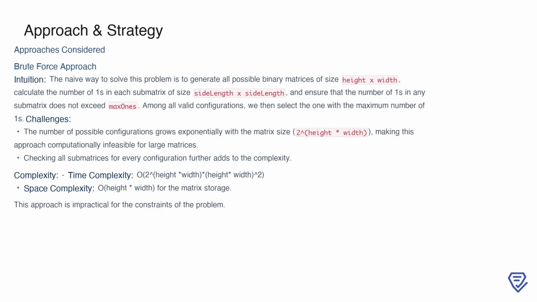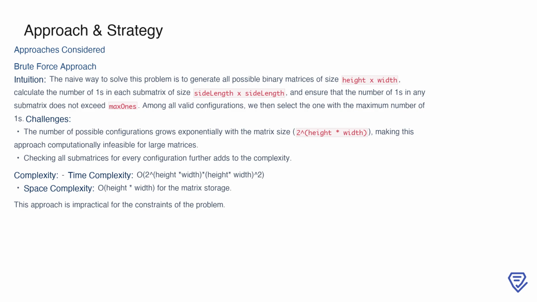However, there are significant challenges with this approach. The number of possible configurations grows exponentially with the size of the matrix, making it computationally infeasible for larger inputs. On top of that, checking every submatrix for each configuration adds even more complexity. In terms of time complexity, this approach has an exponential growth rate of 2^(height * width) * height * width, which is simply unsustainable for larger matrices. The space complexity is also proportional to the matrix size, height * width.